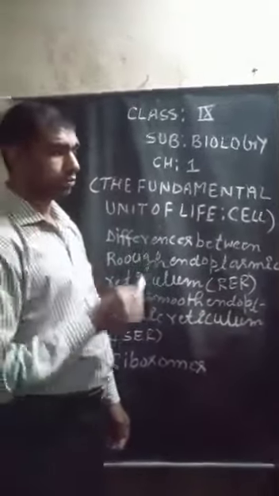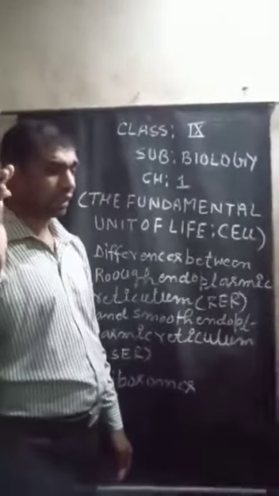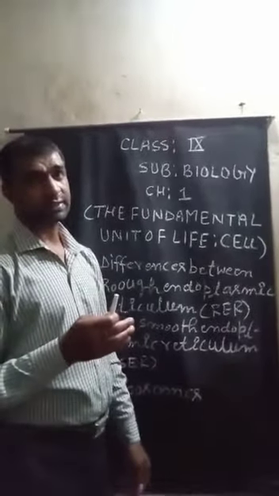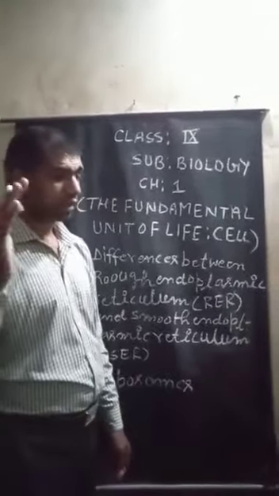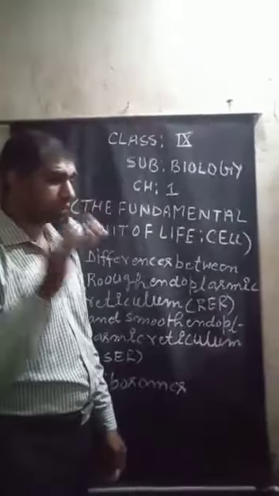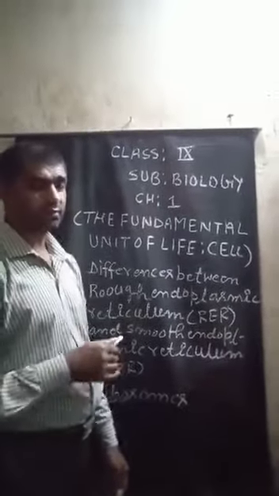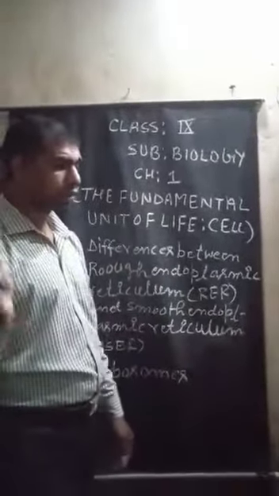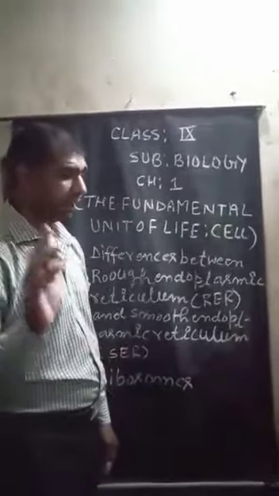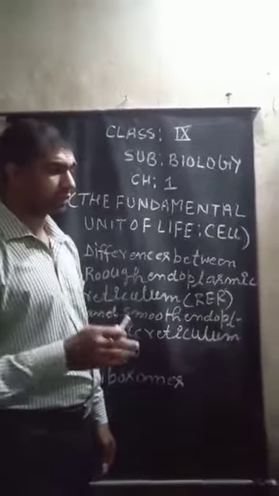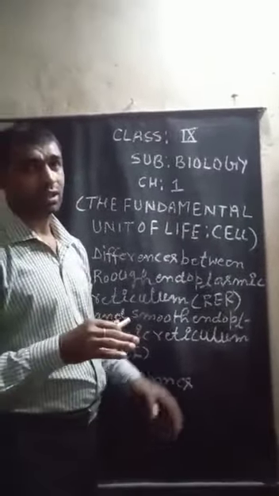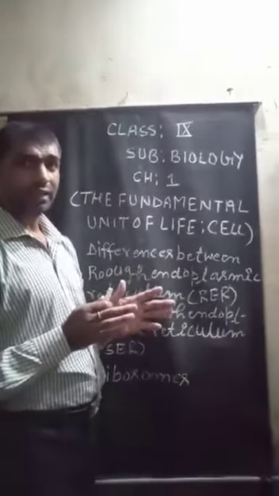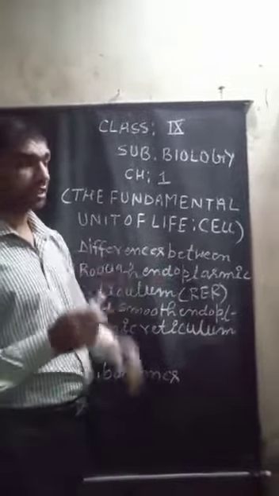About ribosomes: ribosomes are spherical or granular particles which are dense. They are found in both eukaryotic and prokaryotic cells, except mature sperms and mammalian mature red blood cells. That means ribosomes are not found in mature sperms.